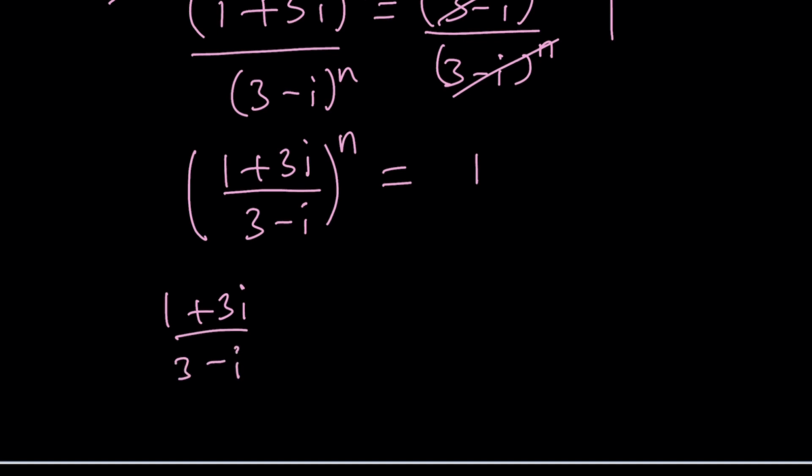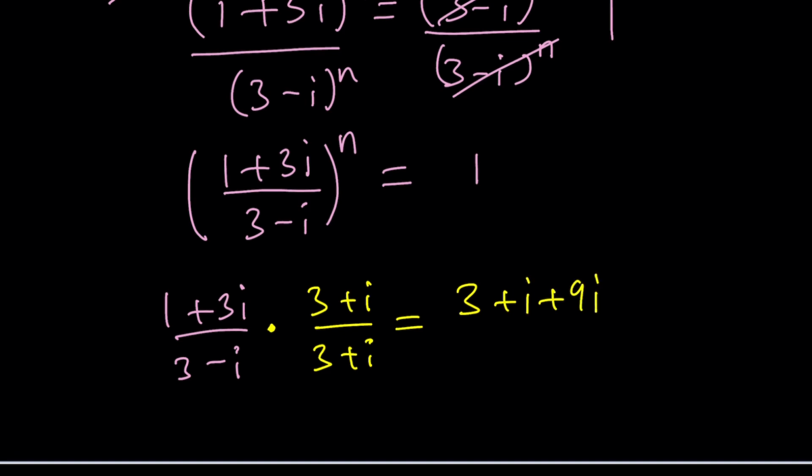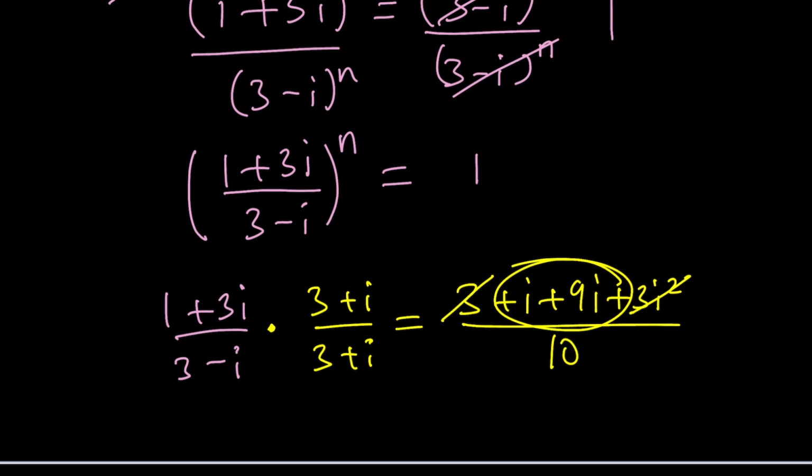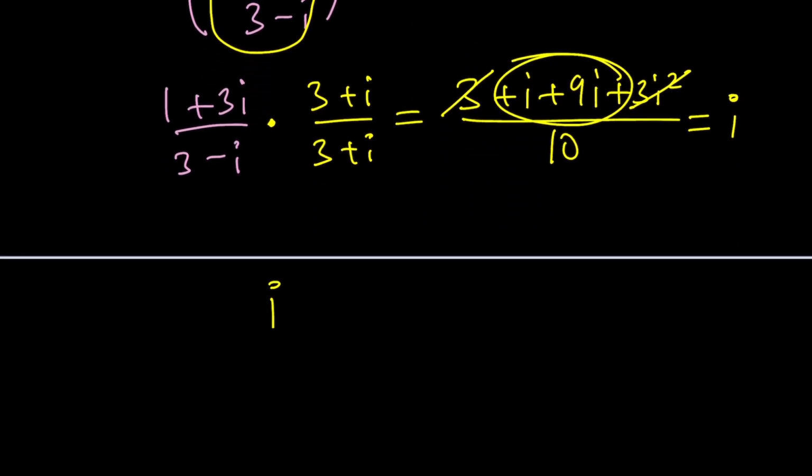I think the most straightforward method, the easiest one, is just multiply by conjugates. And when you distribute, you're going to see 3 plus i plus 9i plus 3i squared. But i squared is negative 1, and this is 10. You know that, right? So this is negative 3. That's positive 3. Awesome. This gives us 10i divided by 10, which is i. Beautiful. So that complicated looking expression is actually i. So that gives us i to the power n equals 1.